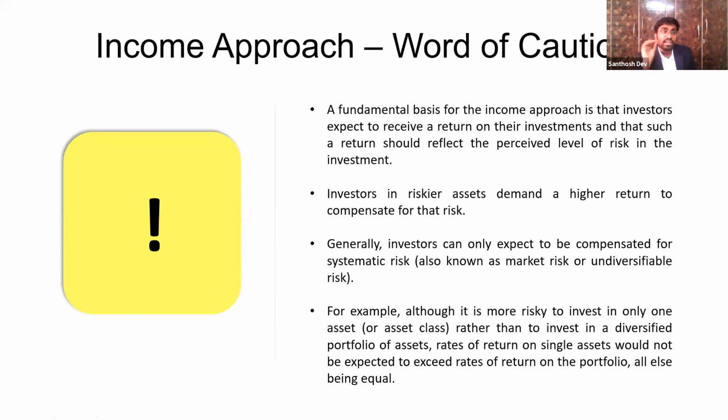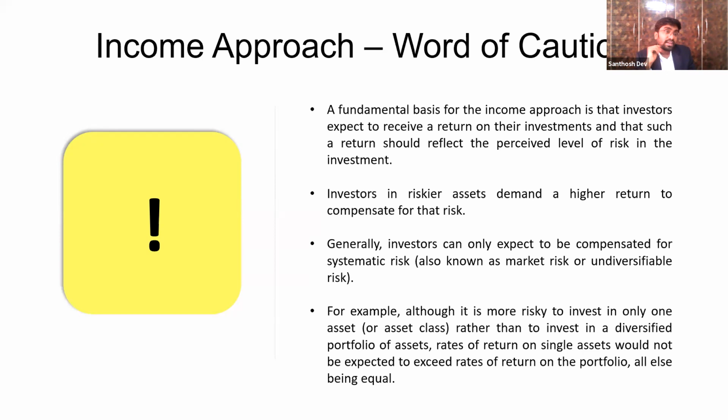See, if you are making an investment in a particular asset, the fundamental assumption is that for the level of risk I am considering, I should be able to get a return. We all know that as risk goes up, the return also goes up. So when I'm taking a risk in a particular asset, and I think the level of risk is high, then the return I am expecting will also keep going up. So that level needs to be maintained in the income approach. But there is a problem there.